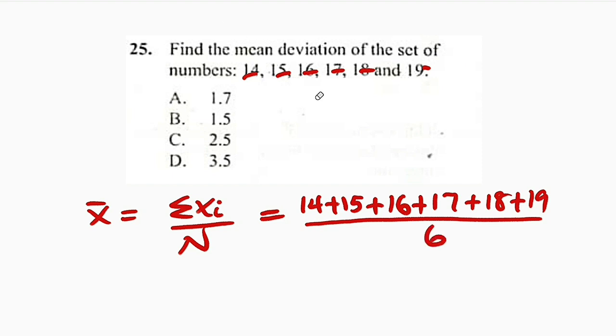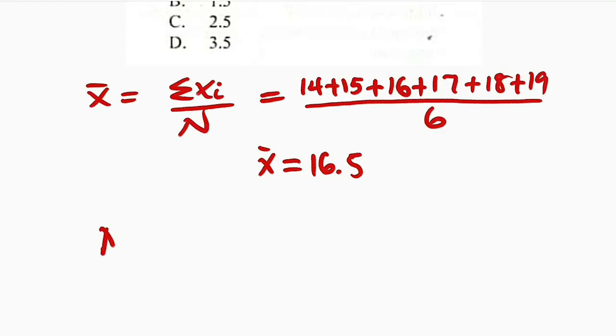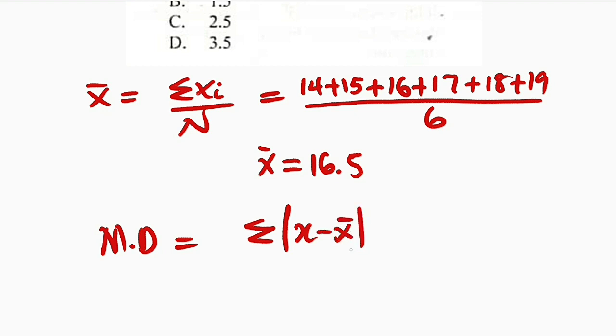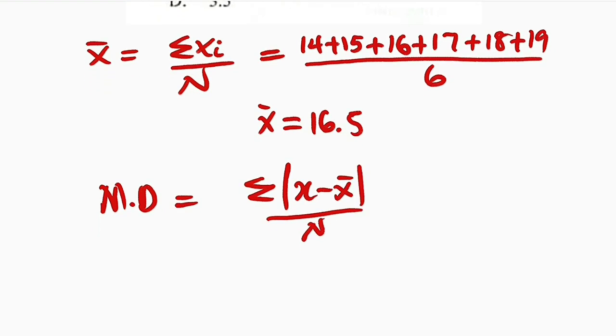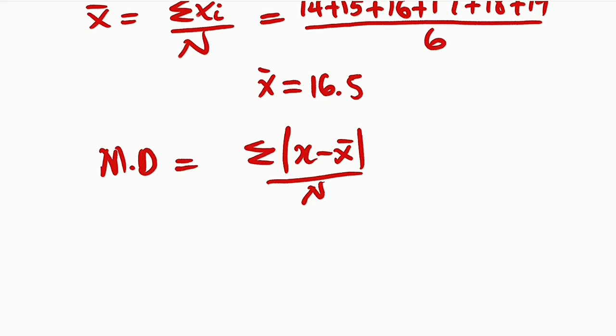We divide by 6. So let me use my calculator. 14 plus 15 plus 16 plus 17 plus 18 plus 19. Then we divide by 6. We have 16.5. Therefore, the mean is equal to 16.5. So what about the mean deviation? Mean deviation is equal to summation of the absolute value of x minus x bar divided by n. So we are going to take individual x here. The first x we have is 14.